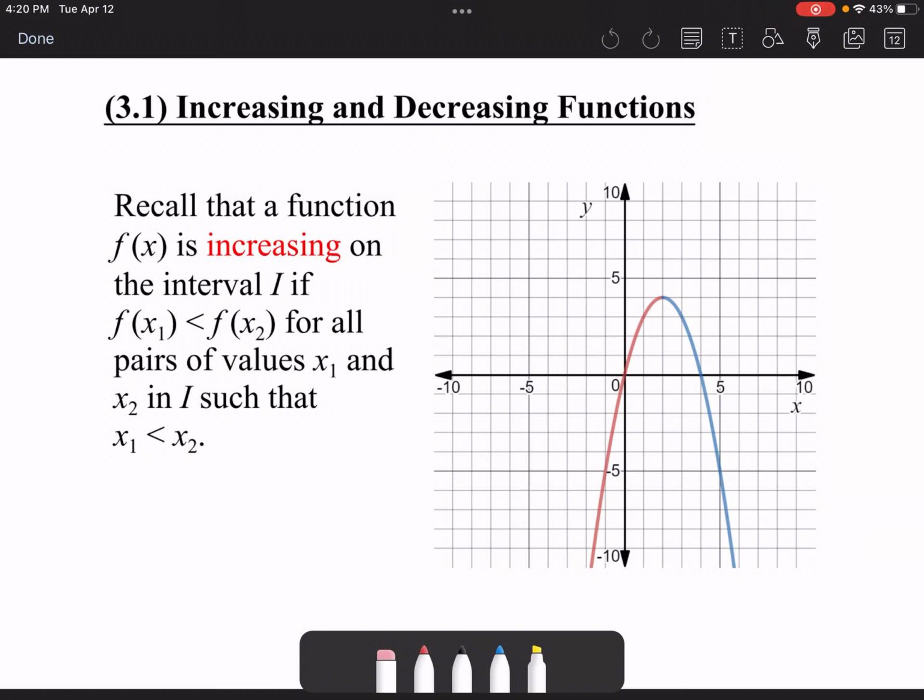Hello and welcome to lesson 3.1, increasing and decreasing functions. So let's first talk about what an increasing function is and what a decreasing function is.